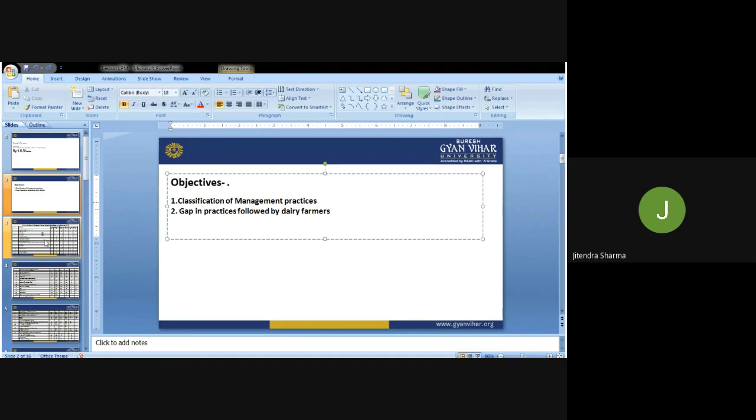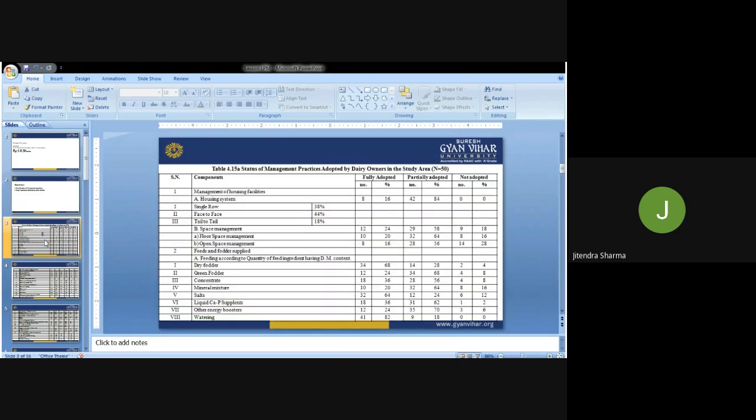So let us discuss one by one what the technological gap is. The management practices are categorized first under the management of housing facilities, the housing system, and we have categorized dairy farmers into three categories: those who fully adopt the practice as per the scientific recommendations, those who adopt it only partially, and the third, those who are not even bothered about what is scientifically recommended.